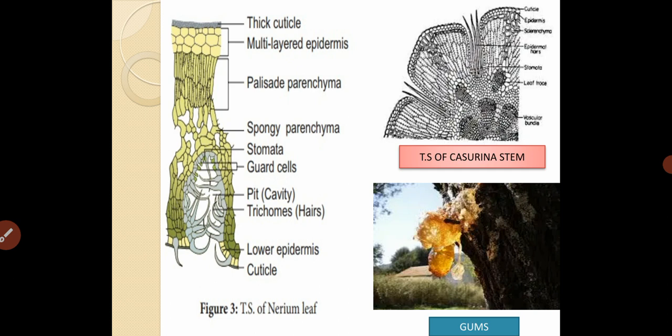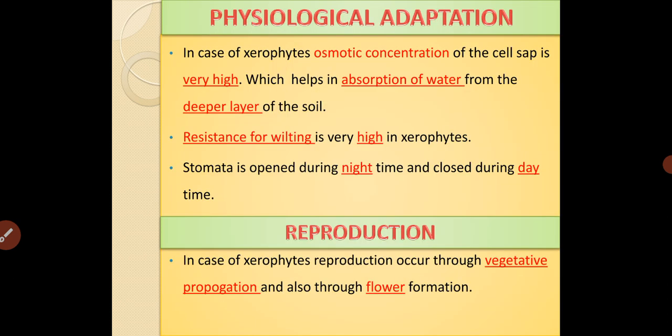These are the xerophytic anatomical characteristics. Let us move towards the physiological adaptation. In case of xerophytes, the osmotic concentration of the cell sap is very high, which helps in absorption of water from the deeper layer of the soil. Resistance to wilting is very high in xerophytes. Stomata is open during night time and it is closed during the daytime.